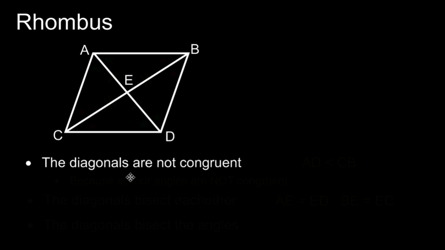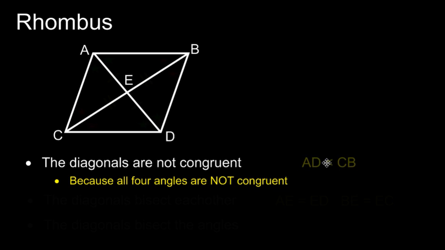And here's the main reason. Just like a parallelogram, because all four angles are not congruent, since A is not congruent to C, and C is not congruent to D, and D is not congruent to B, since these are all different angles, the diagonals cannot be congruent. In this case, since A is obtuse and C is acute, then that's going to make BC my larger diagonal because it's opposite that obtuse angle. Okay, whereas AD is opposite that acute angle, it's going to be smaller. So CB is bigger than AD.